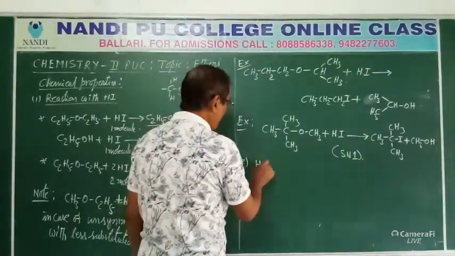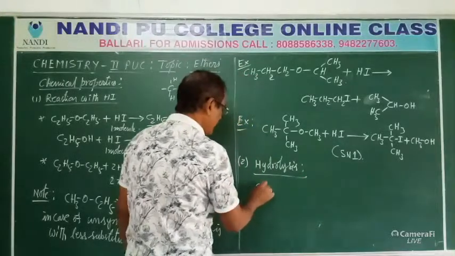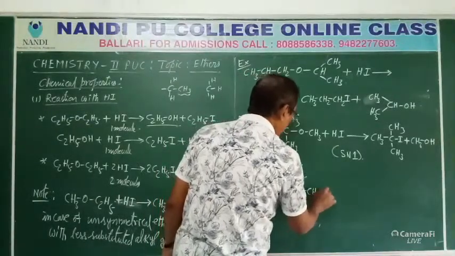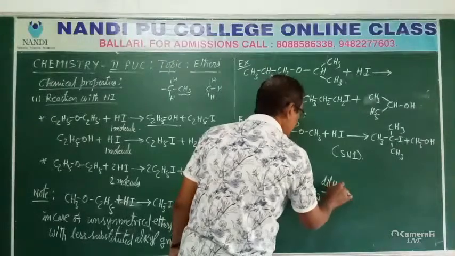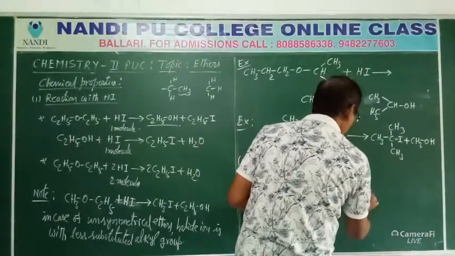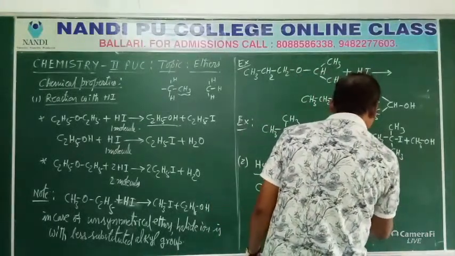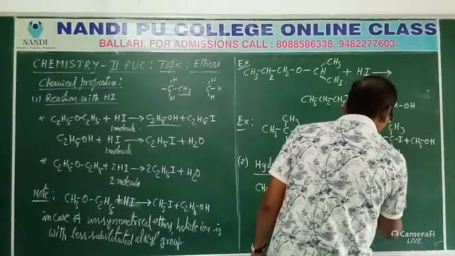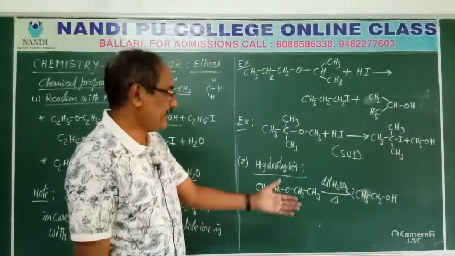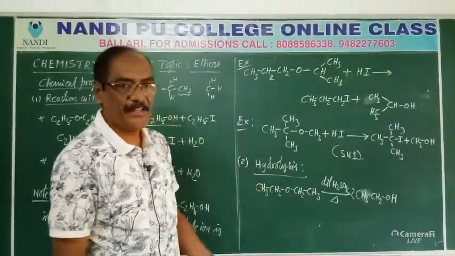Second one, hydrolysis. So ether, CH3CH2OCH2CH3, with dilute H2SO4. When these are hydrolyzed, we will get ethyl alcohol, two molecules of ethyl alcohol, 2 CH3CH2OH. This bond is cleaved, hydrolyzed, H-OH, adding water.